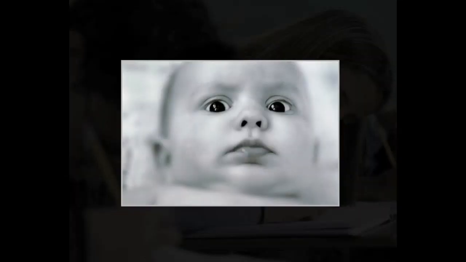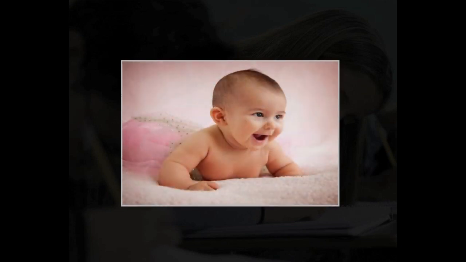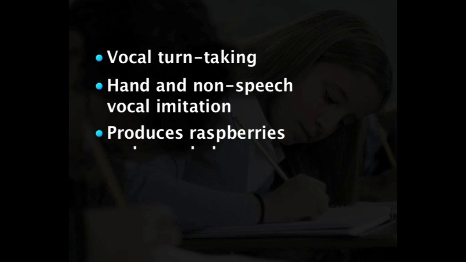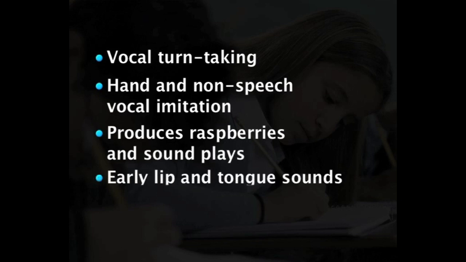3 to 6 months. The developmental milestones for 3 to 6 months of age under receptive skills are he searches for speakers and sounds. He is frightened or upset by angry voices and smiles for friendly voices. Under expressive skills developmental milestones, the child has to develop these skills: vocal turn taking, hand and non-speech vocal imitation, produces raspberries and sound plays. Early lip and tongue sounds are p, m, b and d.